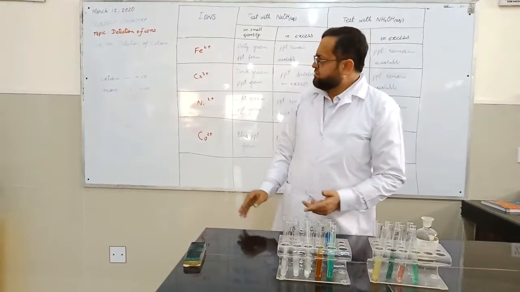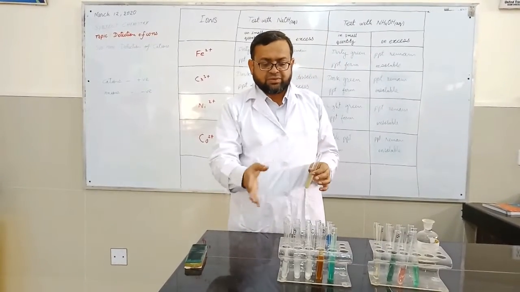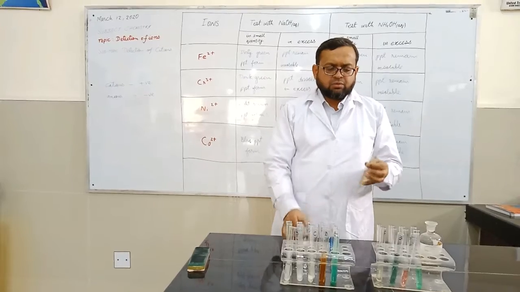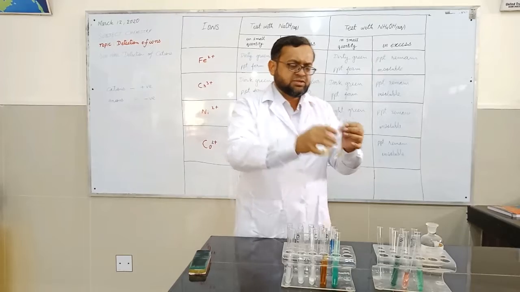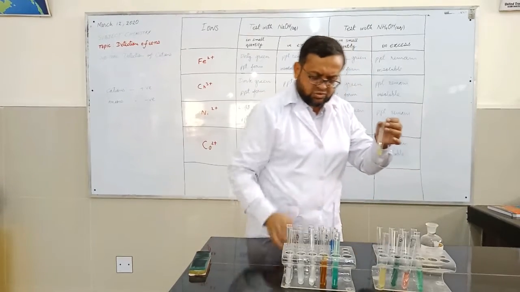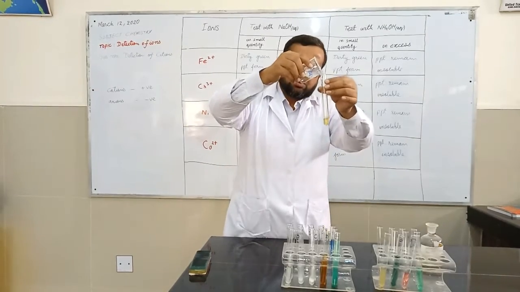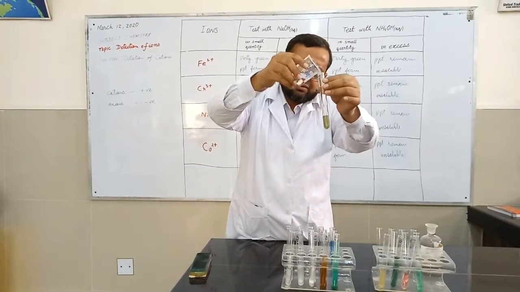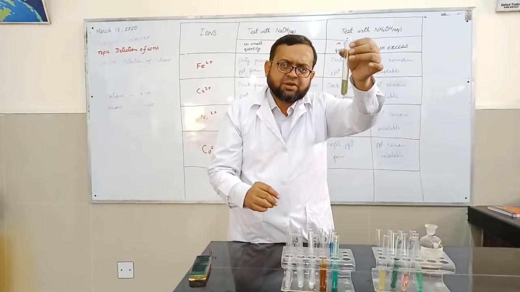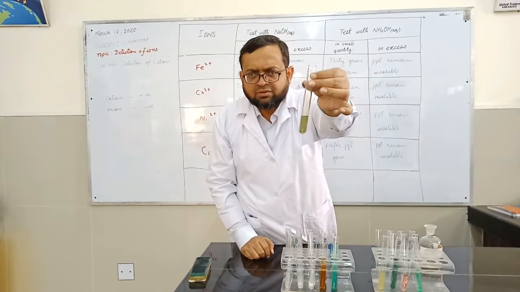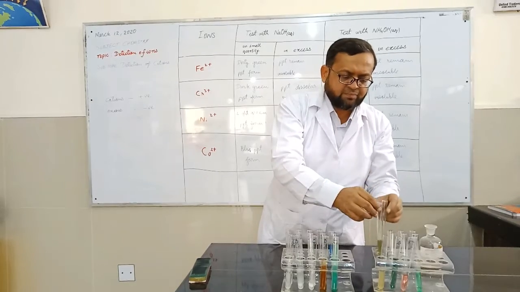So again we will do the same work that we have done previously with samples A to E. Now we will add a small quantity of sample F to a test tube marked F, and I am adding sodium hydroxide just like before. Please observe the change in color. This is called dark green precipitate.